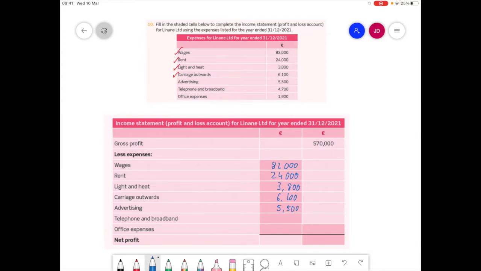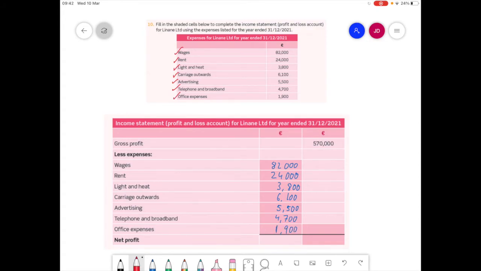I'm doing this in my second column here because I'm trying to work out a total for my expenses. That's why I'm putting it in the far right hand column, because I need to get a total for my expenses before I do that. And then the next one there is telephone and broadband of 4,700. And then, last but not least, is my office expenses of 1,900. And let me tick that off there.